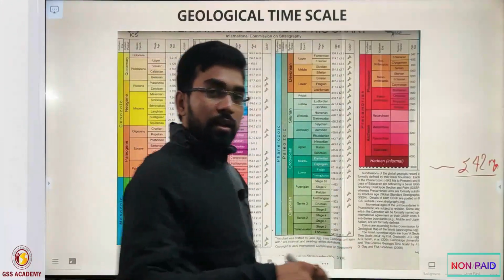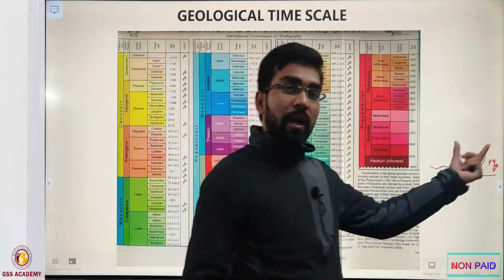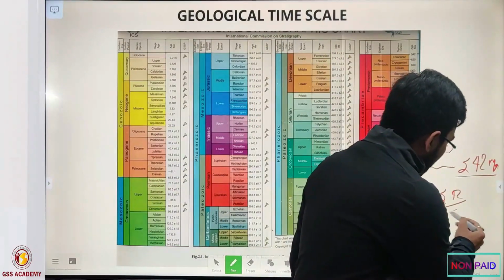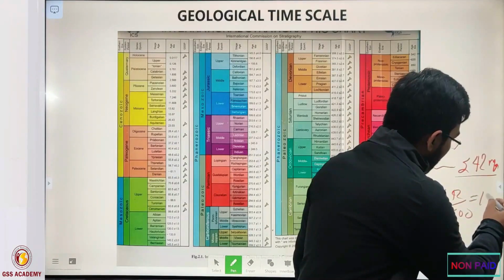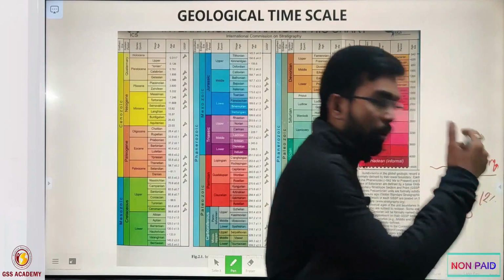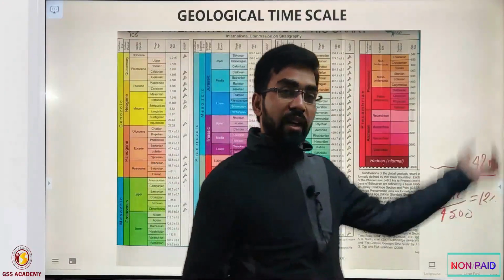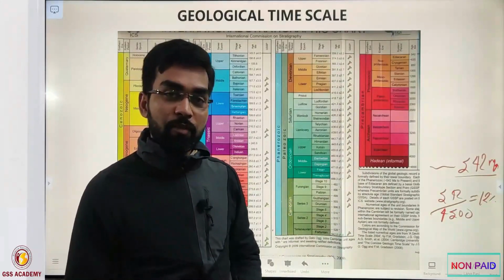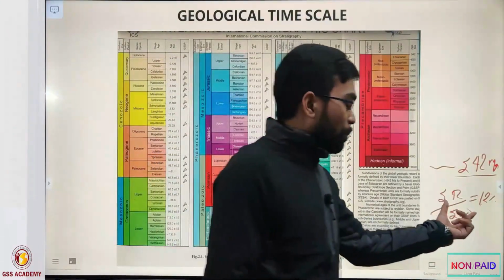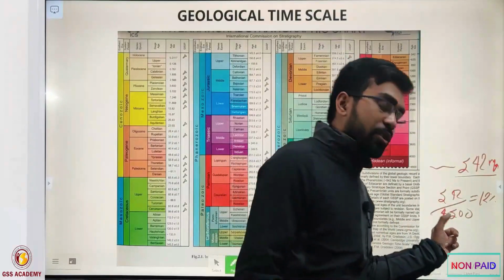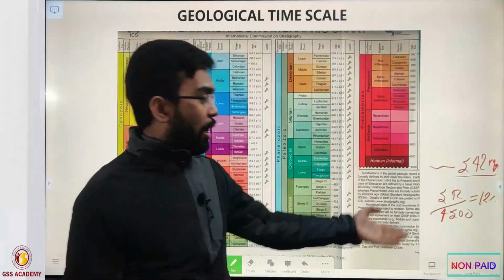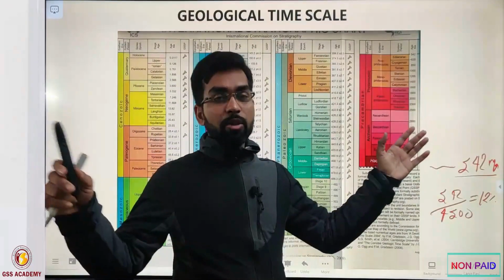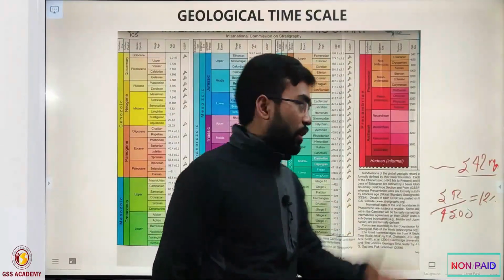So you can understand the history of the earth before the Cambrian: if you divide 542 by 4500, you get approximately 12%. It means that 88% of the earth's history is preserved before the Cambrian. The Precambrian consists of about 88% of the history of the earth. Only 12% is after the Cambrian, which is 542 million years, right? So there is a long time span of the Precambrian.